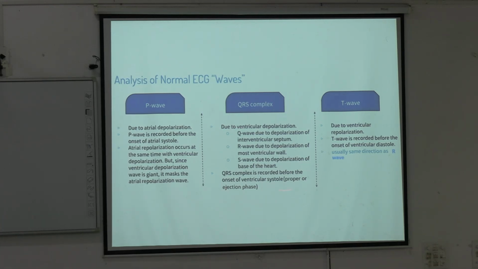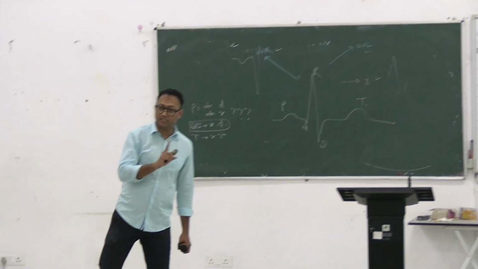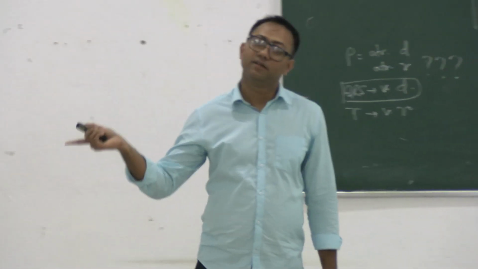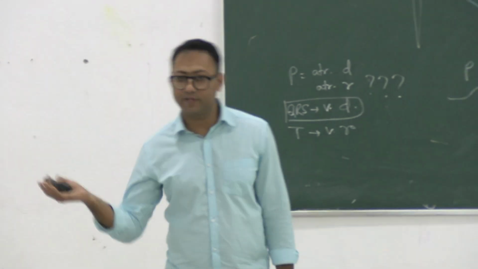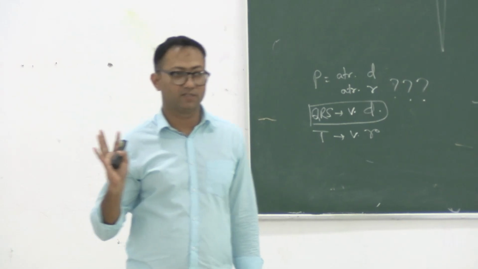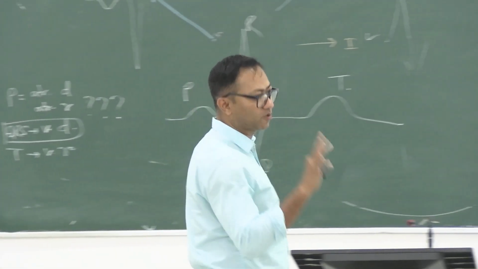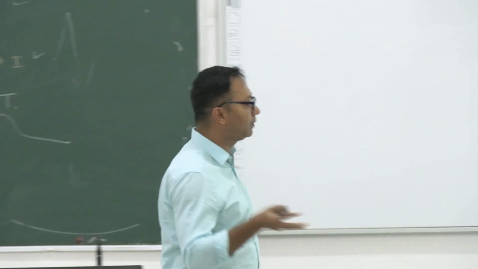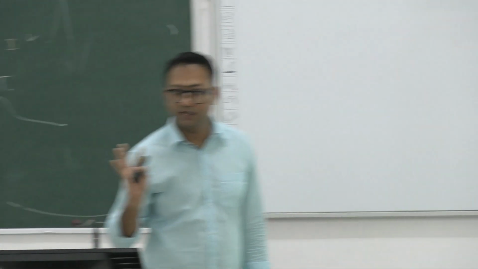QRS complex is recorded before the onset of ventricular systole, and the T wave, due to ventricular repolarization, happens before ventricular diastole, and usually the direction is the same as the R wave. The T wave will be in the same direction as the R wave, because it is a repolarization wave, not a depolarization wave. A depolarization wave moving towards the lead and a repolarization wave moving away from the lead both give rise to an upward deflection. So the T wave is also positive. Where the QRS gives a positive wave, the T wave will also be positive. Okay.